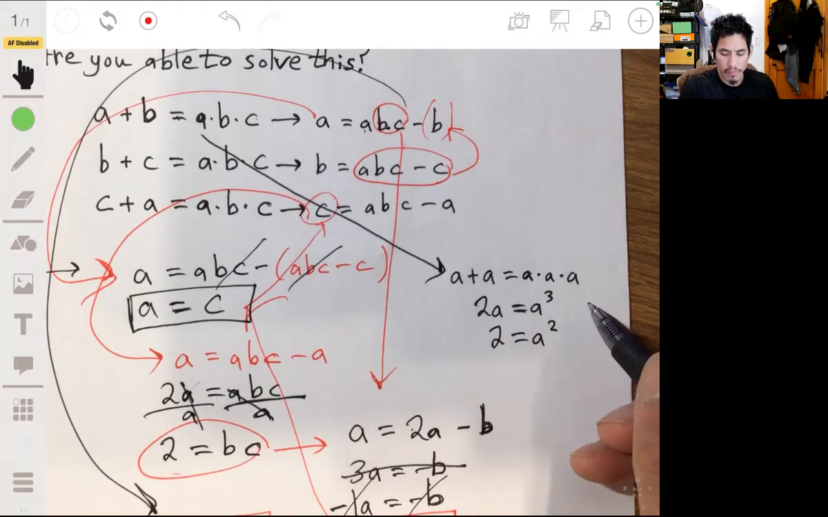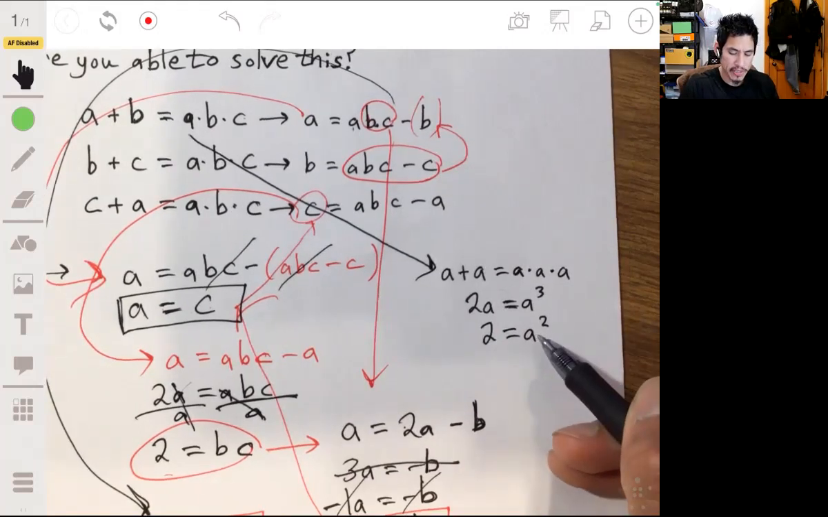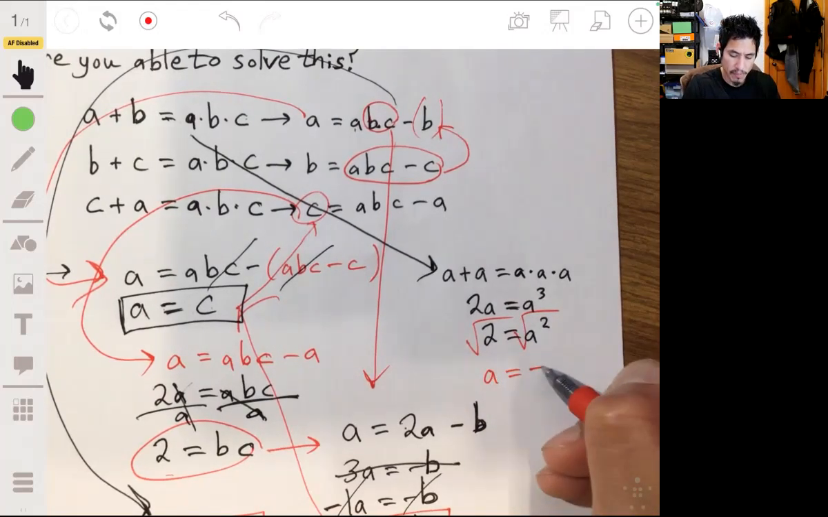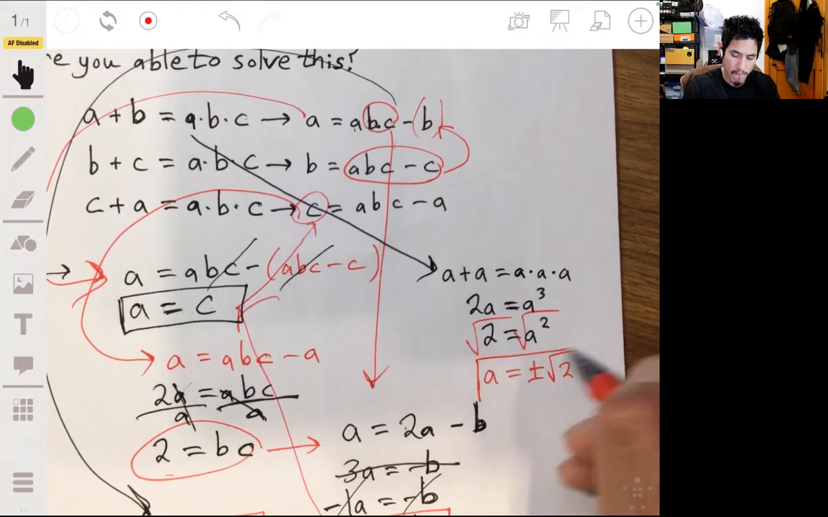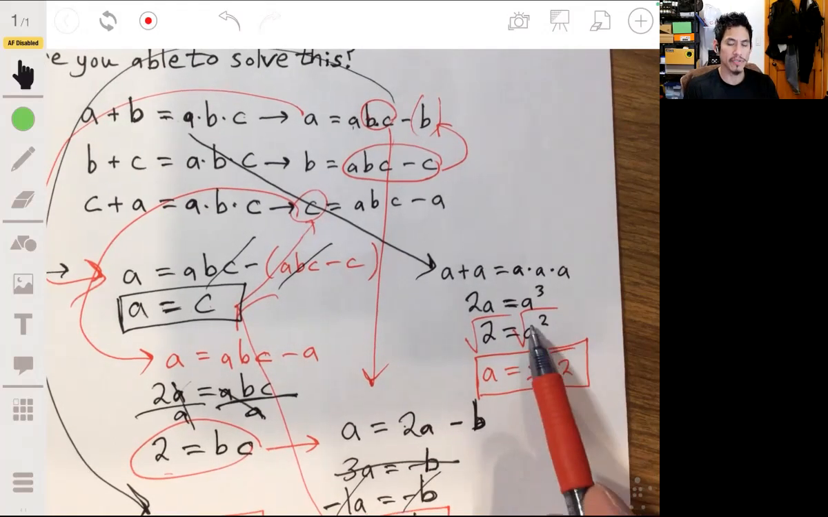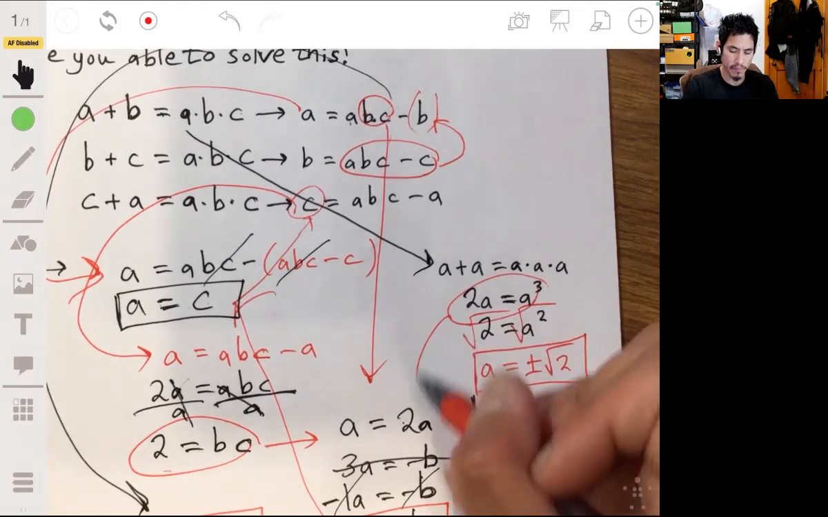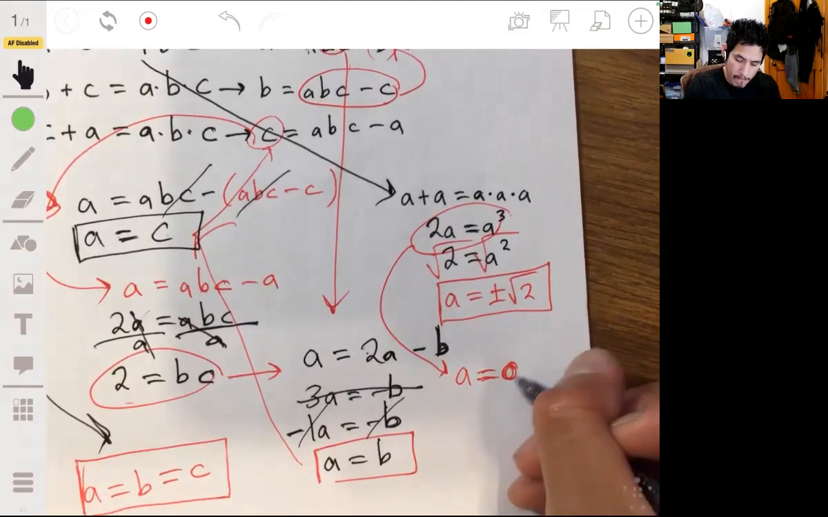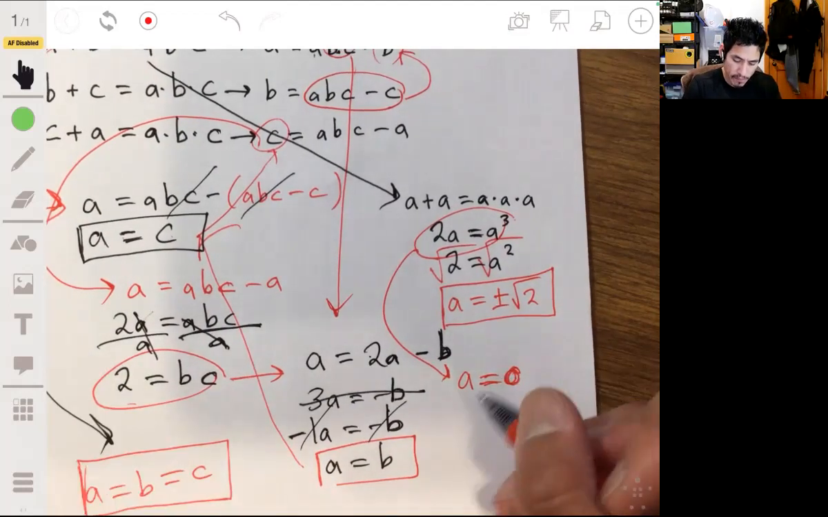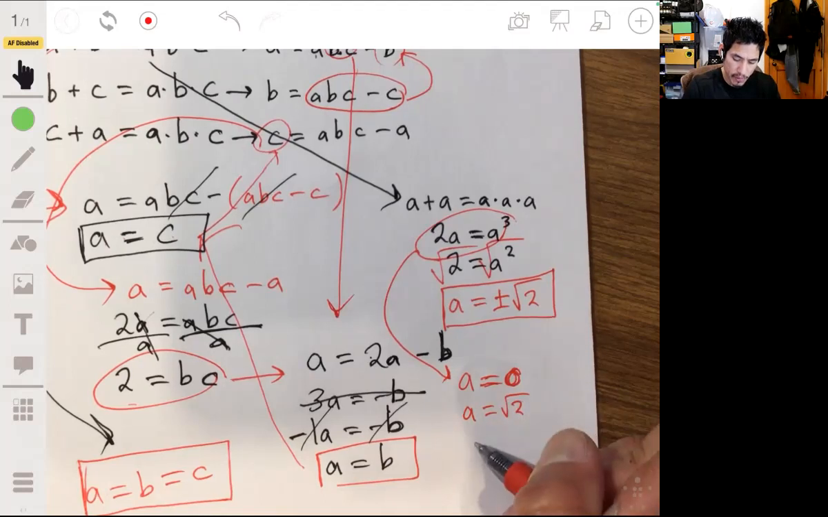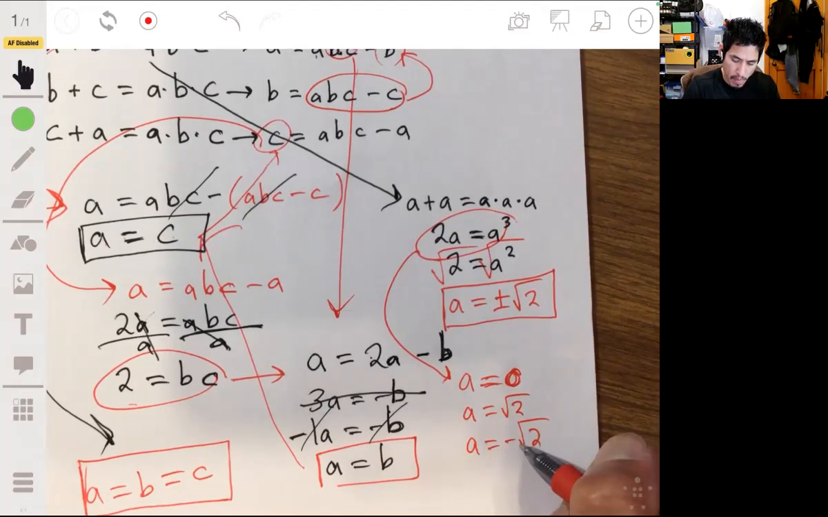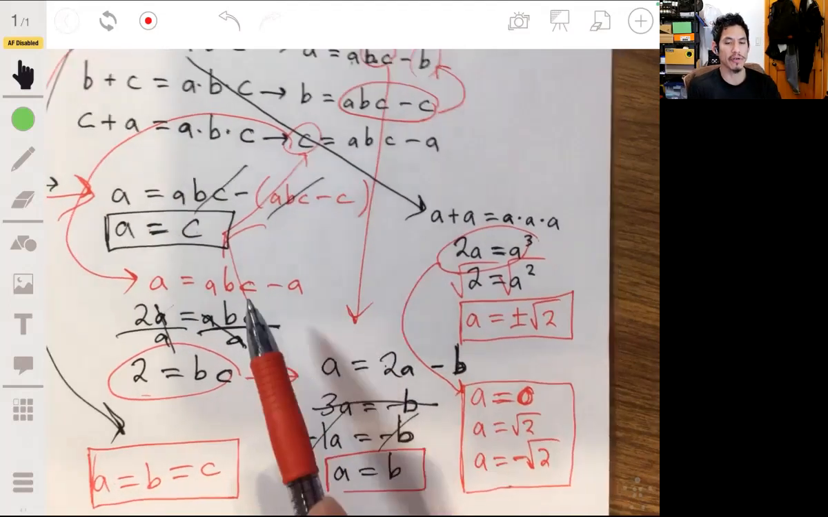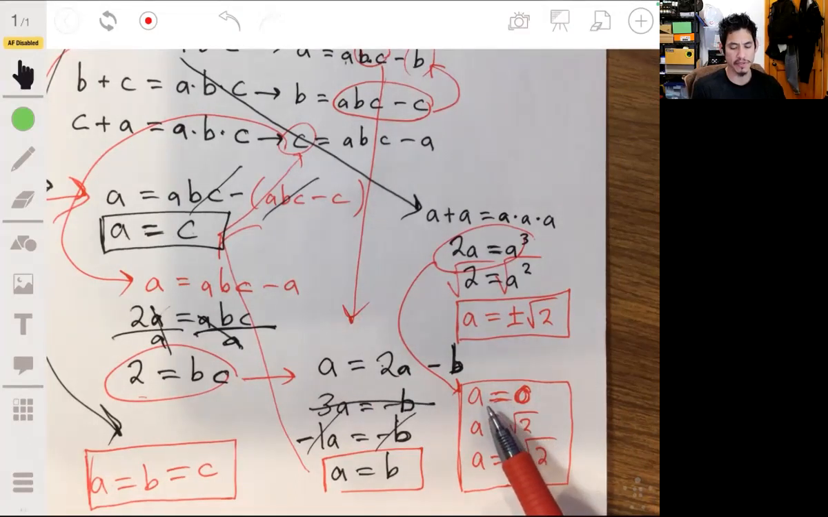And then we can basically just solve for A by taking the square root. And we'll get A is equal to the positive or negative square root of 2. And again, the other possible solution would be that A could also be 0. So A equals 0, or you can say A equals positive root 2, or A equals negative root 2. And since all the variables are all equal, this is basically the solutions for A, B, and C.